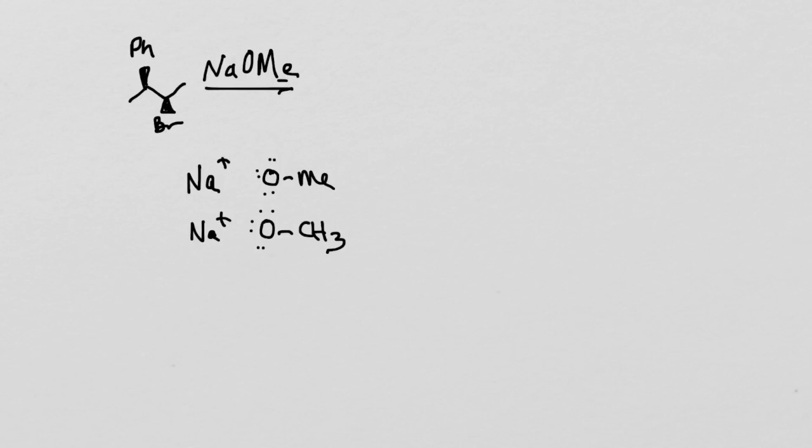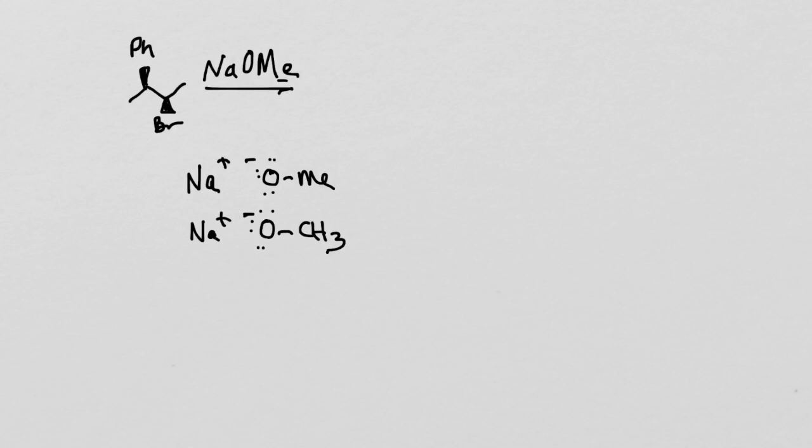First, a quick reminder of what's going on when we're talking about something like sodium methoxide. Remember, sodium, when it's bonded to oxygen, is an ionic bond, so you want to show this sodium plus one cation separate from your methoxide anion. And also remember that when we're talking about methoxide, what we're actually talking about is OCH3. Me is just short for a methyl group, OCH3.